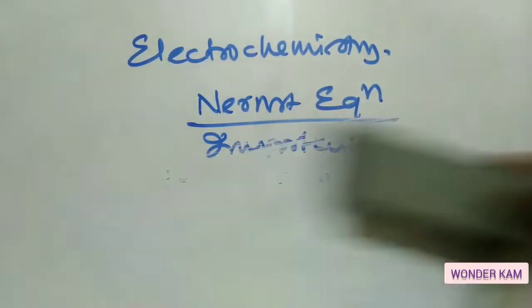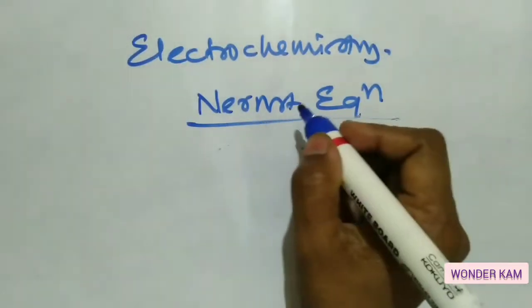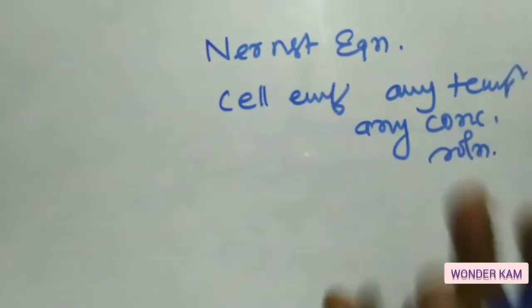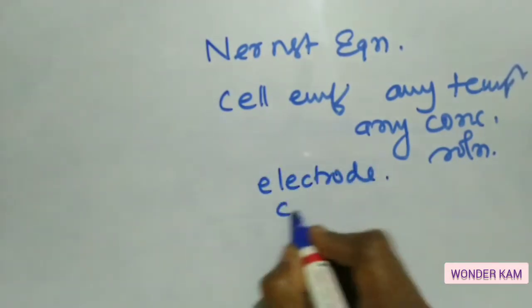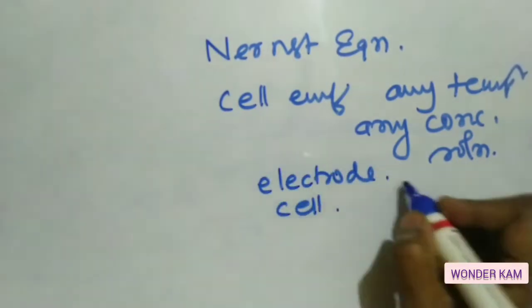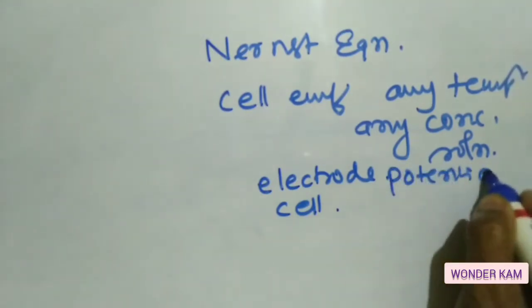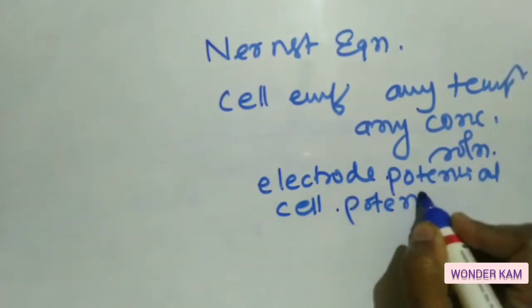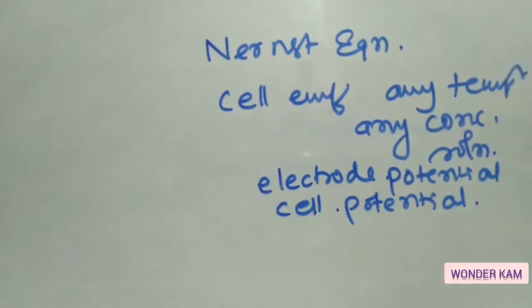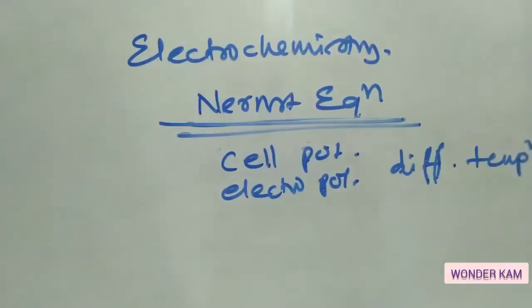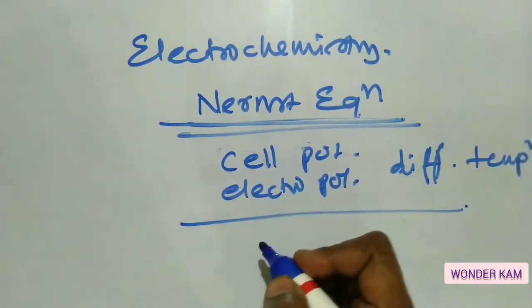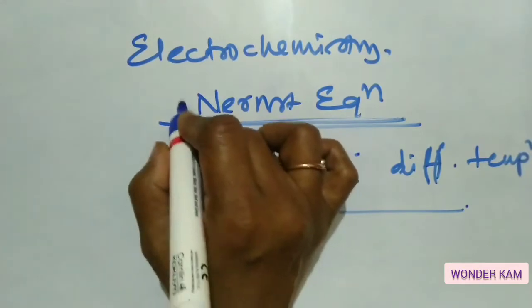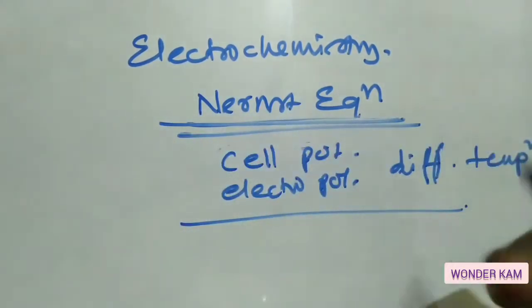The second important point for deriving the Nernst equation is to solve many problems based on electrodes as well as cells. This is electrode potential or cell potential that I told you already. So we can find out the cell potential at any temperature and concentration by using this equation. Let us then start to derive this Nernst equation, and please watch the derivation steps properly.